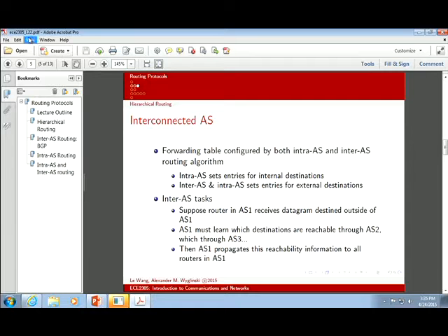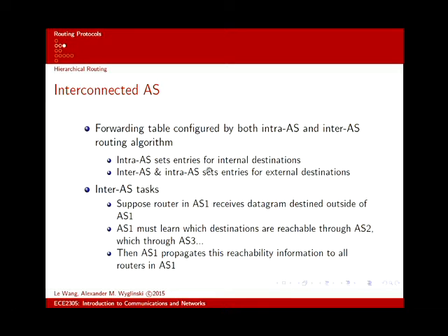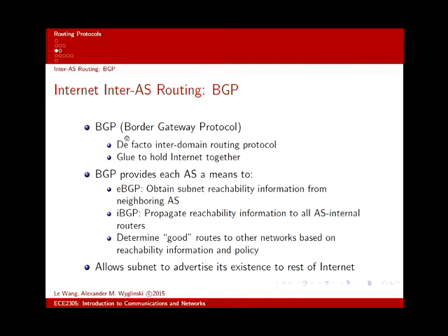So that's where that interconnected AS comes into play. We can do routing within internal destinations, and we have intra and inter AS routing when we deal with a source and destination in totally different AS regions. And that's where BGP comes in, and BGP has several mechanisms. We have eBGP, which means, remember subnet? We can break a network down into individual subnetworks. The eBGP part of the BGP protocol is that we can obtain a subnet for reachability of information from a neighboring AS.